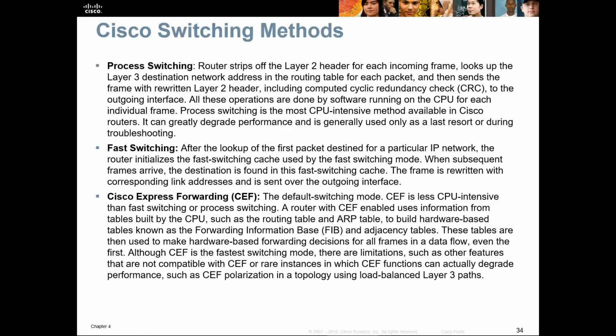A router with CEF enabled uses information from the tables built by the CPU as a better routing table. It uses this information from both the routing table and ARP table to build a hardware-based table known as the FIB, Forwarding Information Base, as well as the Adjacency Tables. These tables are then used to make hardware-based forwarding decisions.